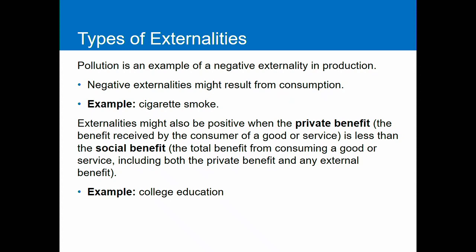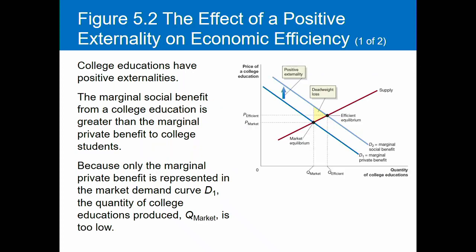Externalities might also be positive, when the private benefit, the benefit received by the consumer for a good or service, is less than the social benefit, the benefit to all society. That includes, like I mentioned, college education. So let's look at how a positive externality works. Because college education is a positive externality, people with a college degree tend to make society better off, and those college degree earners don't capture all the benefits of their college degree.